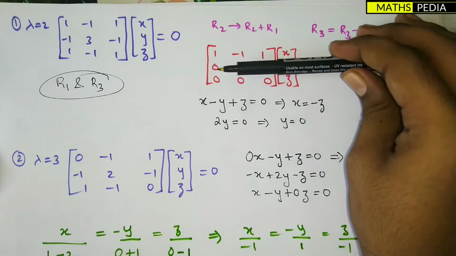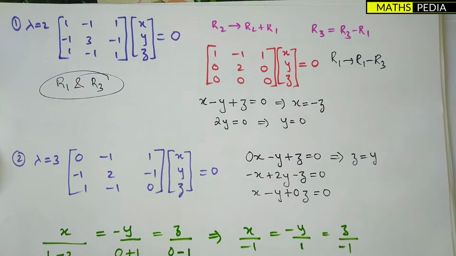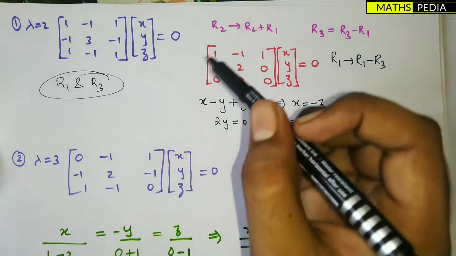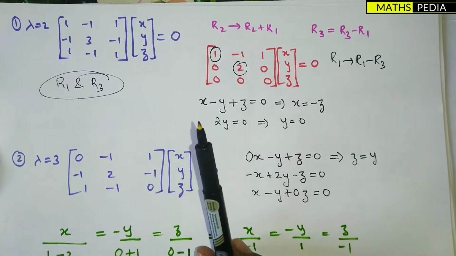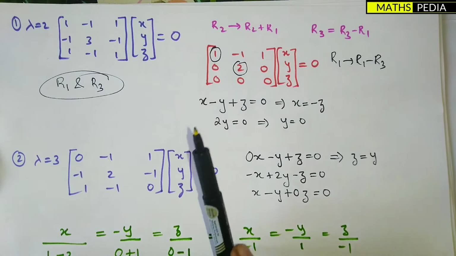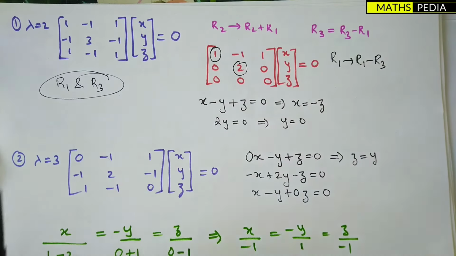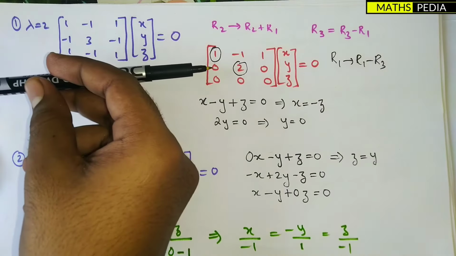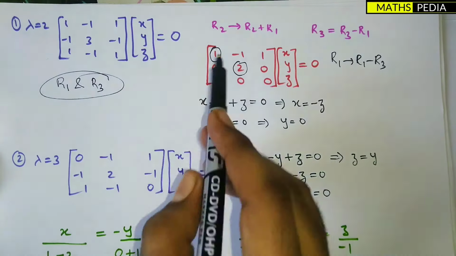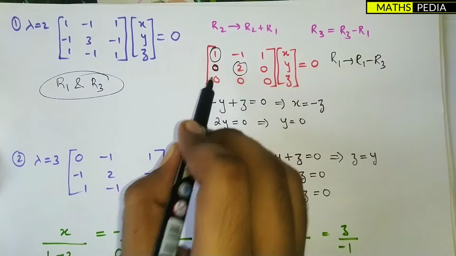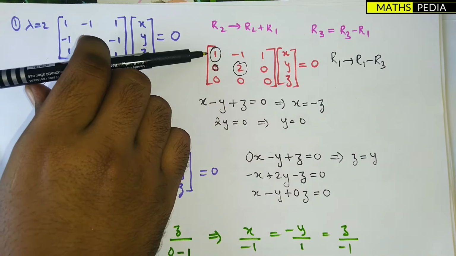The zero row should be below the non-zero row. And one more thing is that the leading element for each row should be in a pattern. What is that pattern? Suppose here it is the first leading element. Leading element means, when you go from left to right, the first non-zero element. This is zero. Okay. Non-zero element means here it is one.